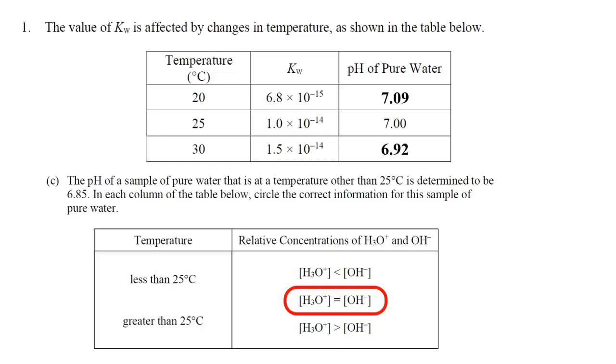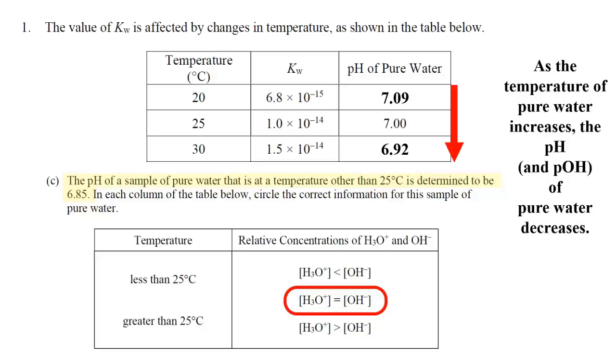Now, let's focus our attention on the temperature. We know that the pH of this particular sample of pure water in part C is 6.85, and we have to decide, is the temperature of this sample of pure water less than 25 degrees Celsius or greater than 25 degrees Celsius? Based on the trend in the table that we have determined so far, when we go from a temperature of 20 to 25 to 30 degrees Celsius, the temperature is increasing, and look what happens to the pH. The pH decreases as the temperature of pure water increases.